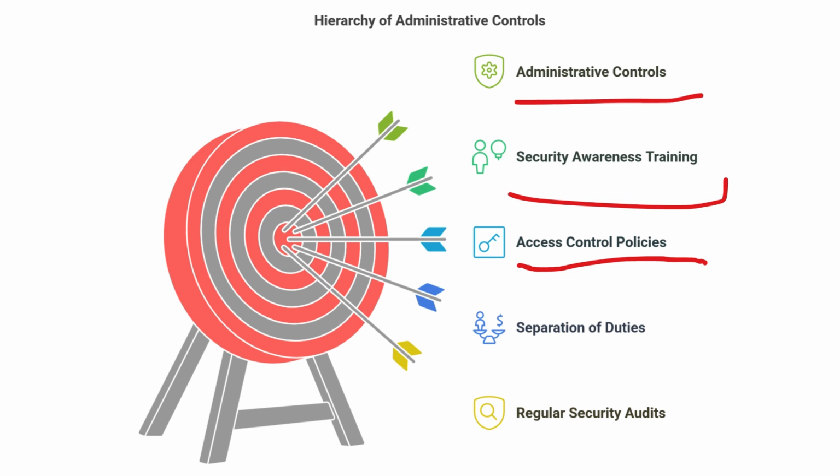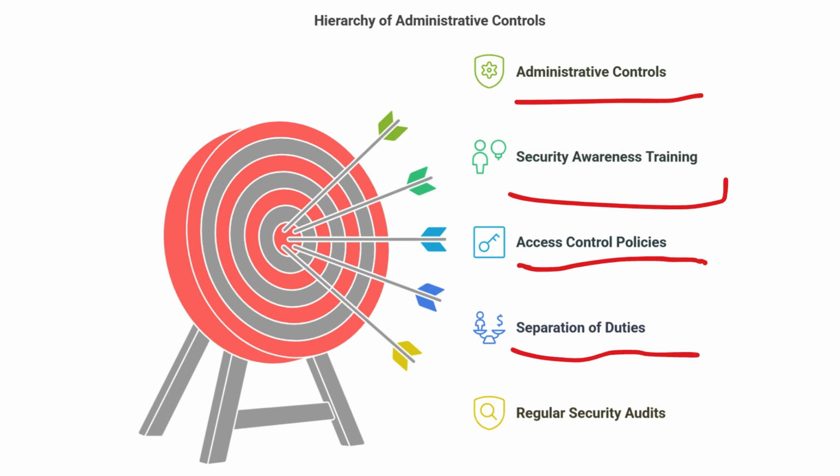Why this is important: it prevents unauthorized access and data breaches. It ensures compliance with regulations like HIPAA and GDPR. And it helps to track and audit access to sensitive information. The best practice is that access control policies should follow the principle of least privilege, in which users only get access to what they absolutely need.